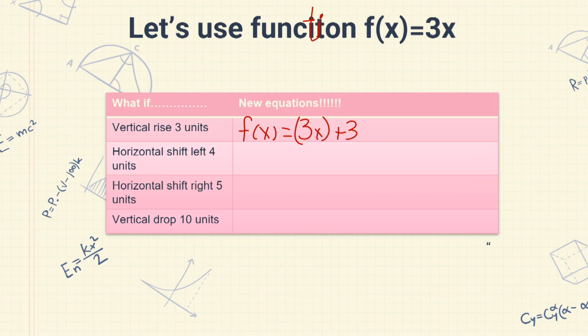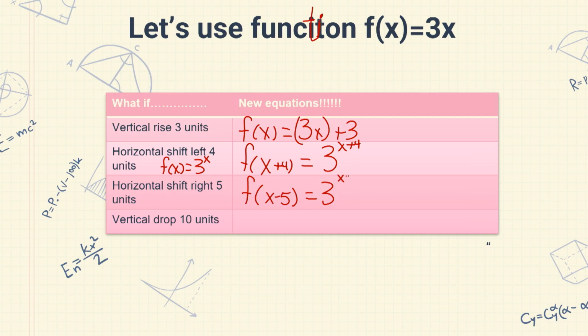All right, so my horizontal shift left. So what if we took this and said that it was this now? How could I have a horizontal shift when my x is my exponent? So if I have a horizontal shift, that's going left and right. So I've got f of, I'm adding 4 because I'm going to the left. So then it would look like 3 to the x plus 4. So then a horizontal shift right 5. So when I'm going right, I am subtracting. So I'd have f of x minus 5, and then I would have 3 to the x minus 5.